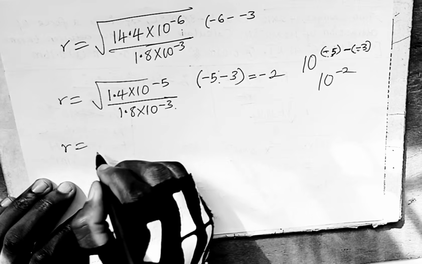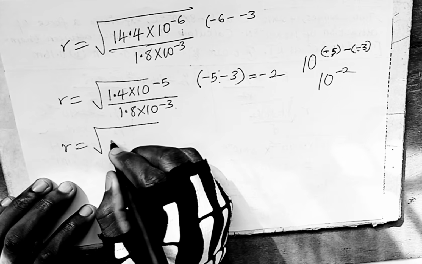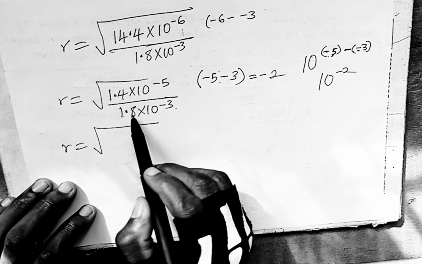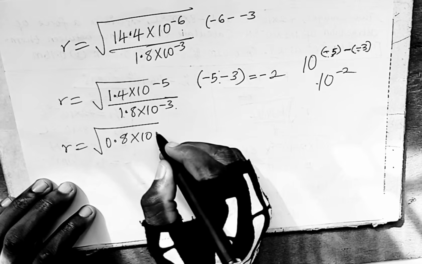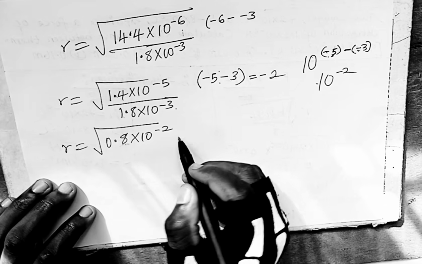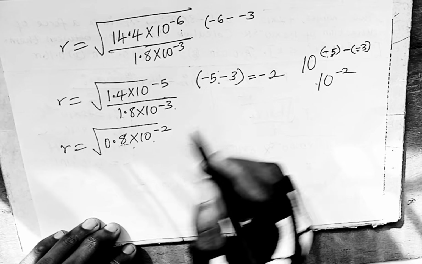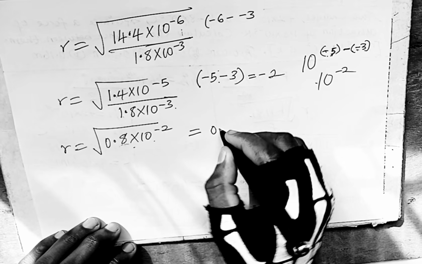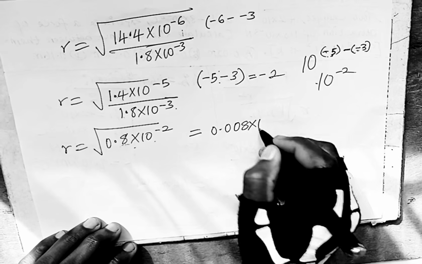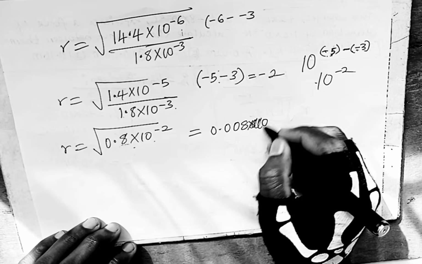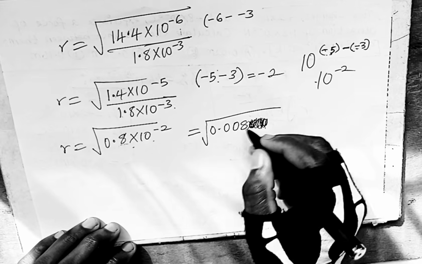Alright, so R is equal to root. What are we going to get? If we do 1.4 divided by 1.8, it is going to give us 0.8 times 10 raised to power minus 2. What is the square root of 0.8 times 10 raised to power minus 2? Or maybe we convert that to decimal: 0.008. Now this one is the figure. What will be the square root of this 0.008?